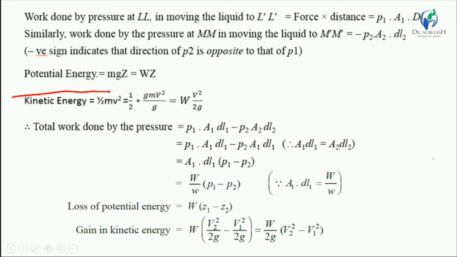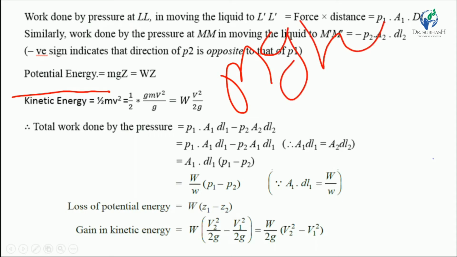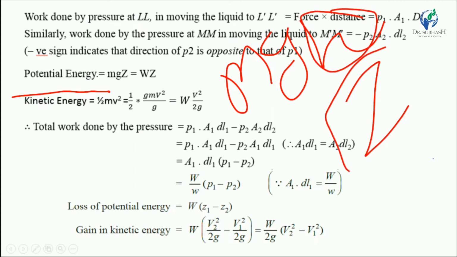Now for potential energy, we know the equation of potential energy is mgh. We can write h or z. H denotes the height, the head height, and z is also the height.